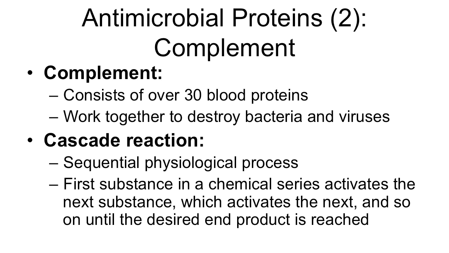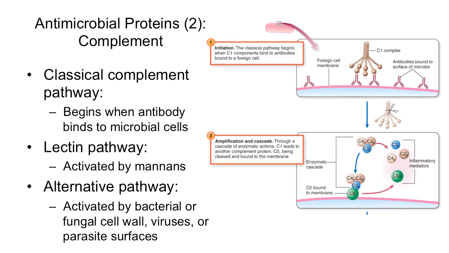So the first substance is usually a bacterial or viral molecule that is going to initiate the cascade, and then the first part of the cascade activates the next, then that one activates the next, and then that one activates the next, until at the end you form a pore called the membrane attack complex on the surface of the target cell that is infecting the host.